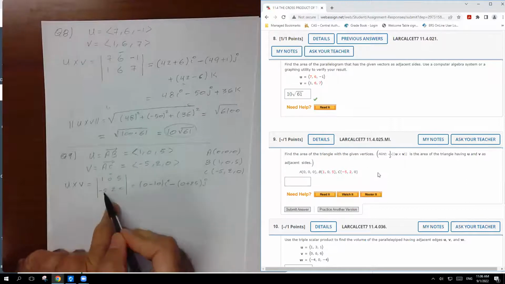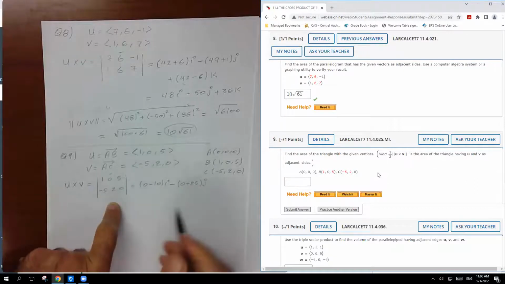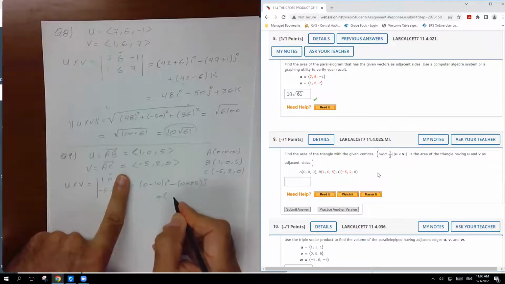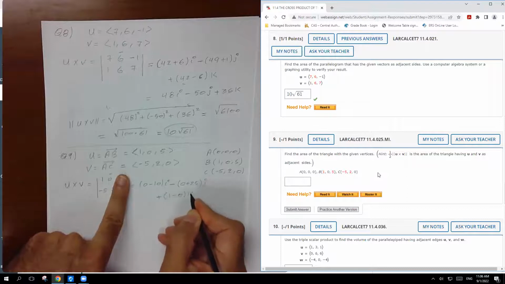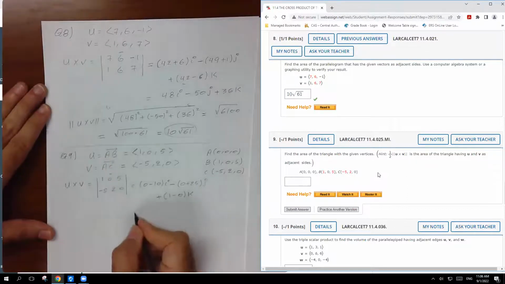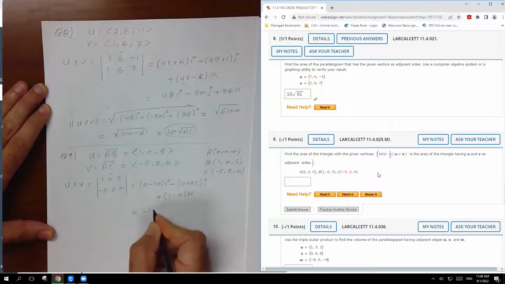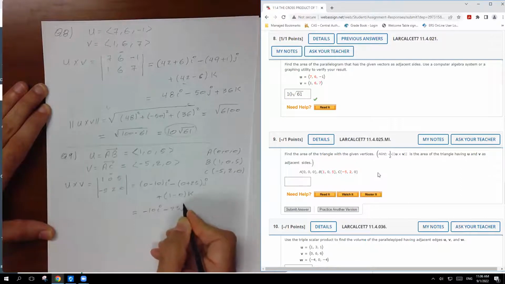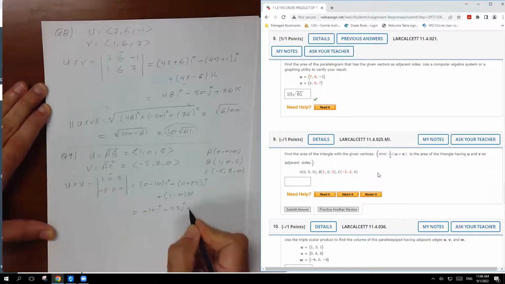25 minus 25, and there is a minus, so it will be plus. For the K, it is going to be 1 minus 0. That means the result is going to be -10I minus 25J plus K.